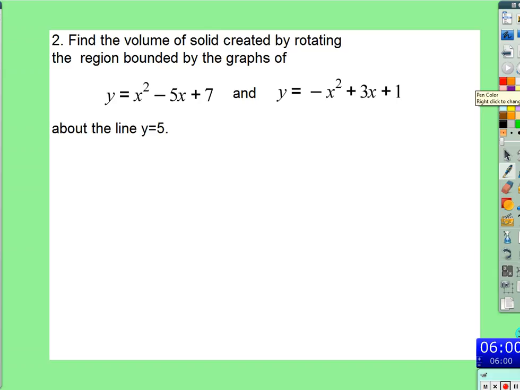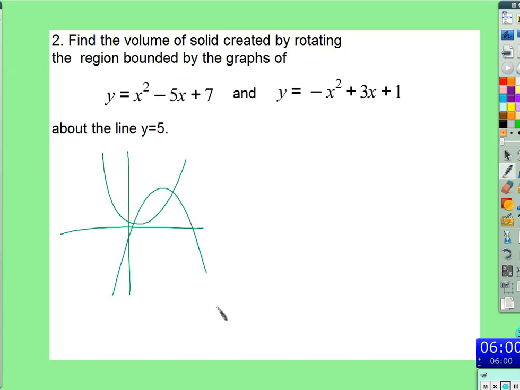All right, so we're going to, again, get an idea of what this region looks like. Where is it? Is it above the axis of rotation? Is it below? Let's figure that out by graphing them. Y equals x squared minus 5x plus 7. What kind of thing does that look like? A parabola. Opens up or down? Up. Okay, let's just draw a parabola. What about the other one? That opens down. So maybe it looks like that.